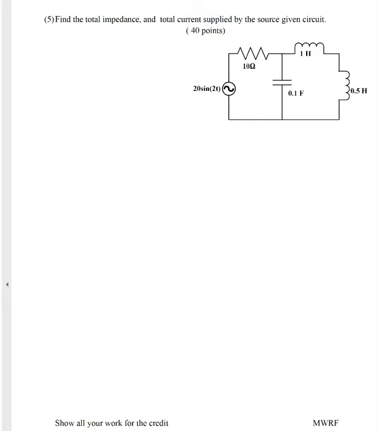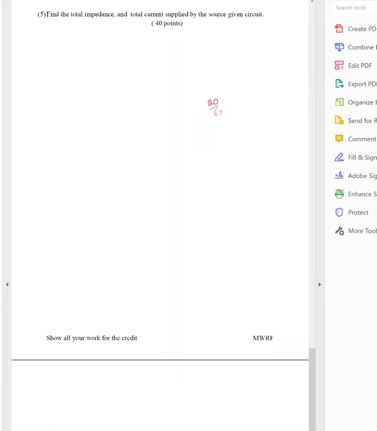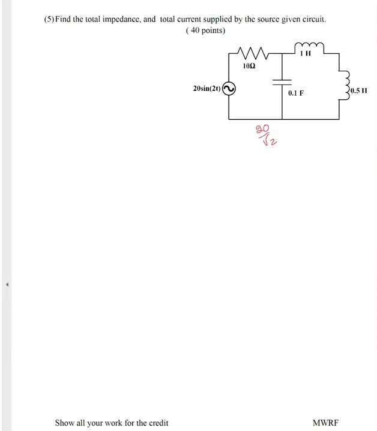frequency domain. So when I convert this into frequency domain, this value is 20 over square root 2, and omega value is given. Omega equal to 2. So this is J2 omega. This is minus J2, isn't it? 0.5 Henry is minus, oh, that's also Henry. So it's just plus J1.